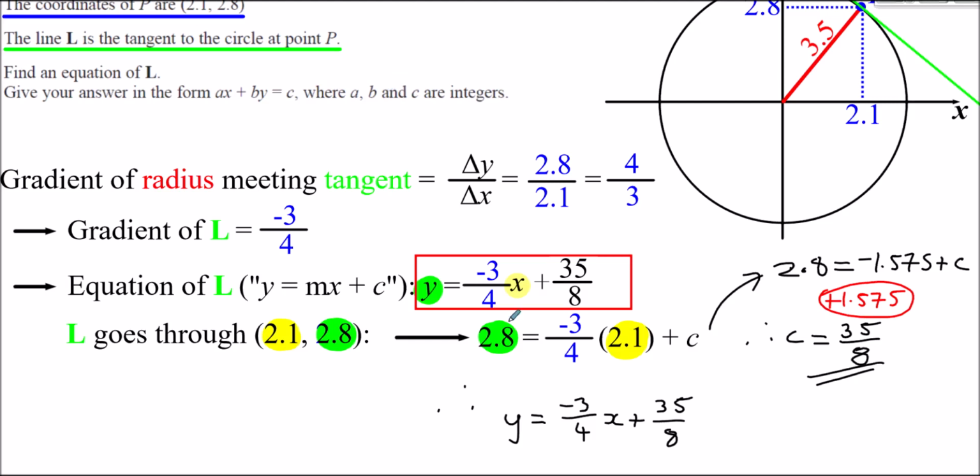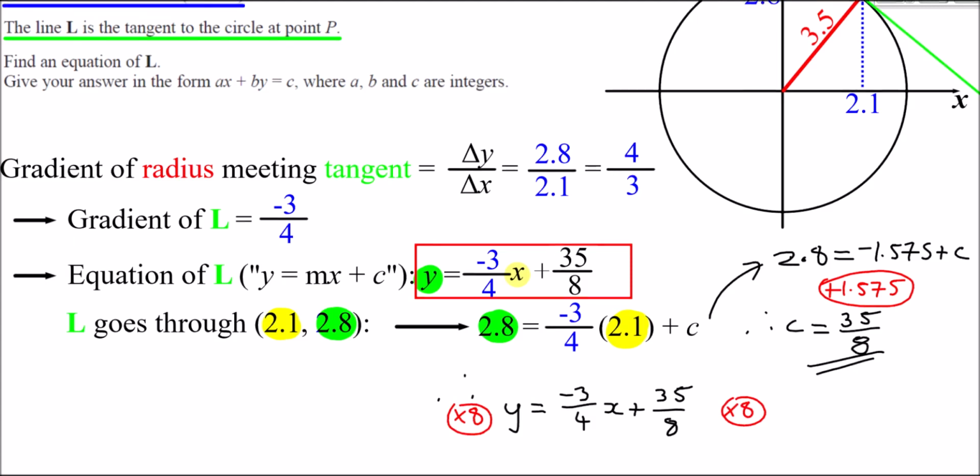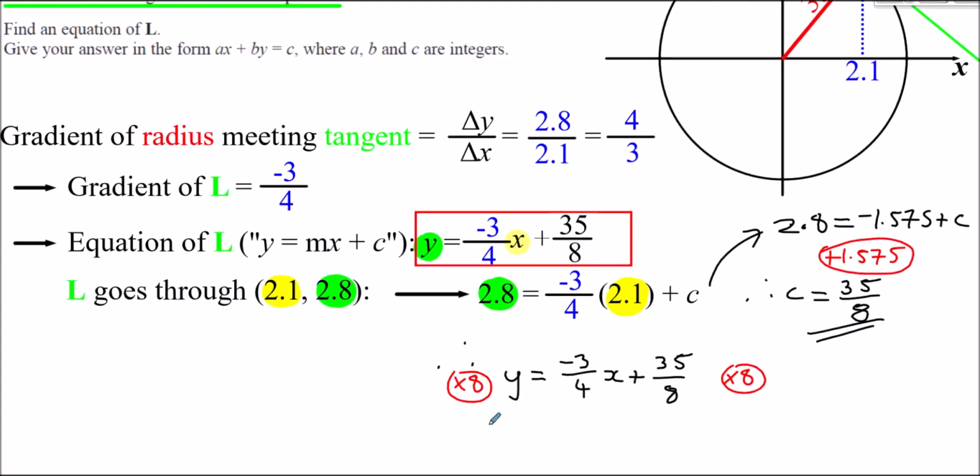So essentially what we need to do here is to get rid of all these fractions. So we've got quarters and eighths. What's the lowest common multiple of 4 and 8? The smallest number in the 4 times table and the 8 times table is 8. So if I multiply both sides by 8, that will nicely get rid of all these fractions for me. So what I'm getting next is 8y equals minus 3/4 times 8. If you want to use a calculator, you can. That gives minus 6x. And then 35 over 8 times 8 just gives plus 35.